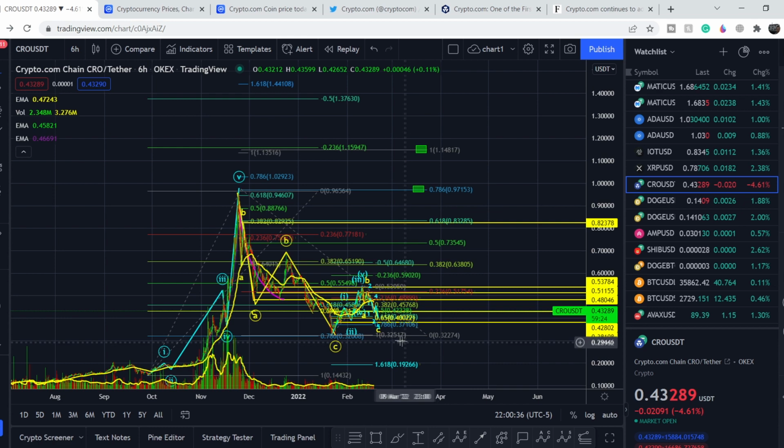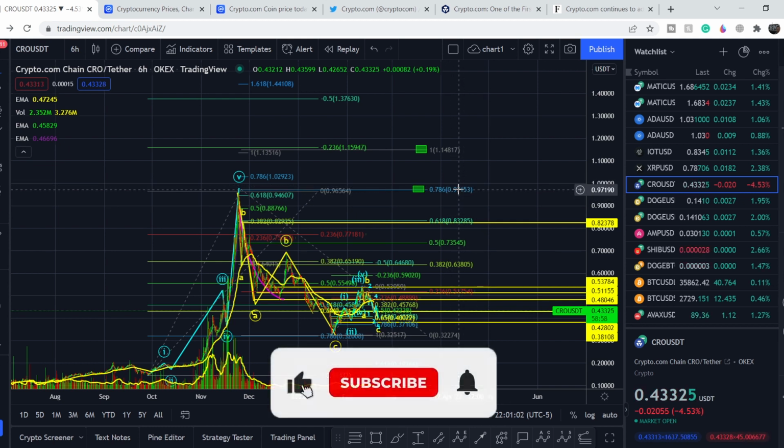In my opinion, first of all, we have to hold the golden pocket range right here. Next, we have to exceed the top of our first wave at the price point of 54 cents. Next one will be the top of the B wave as our major resistance. And right after that, we will have the confluence with the top of the all-time high, and it is a confluence with our first target. So I think from the technical standpoint, that's it for now.